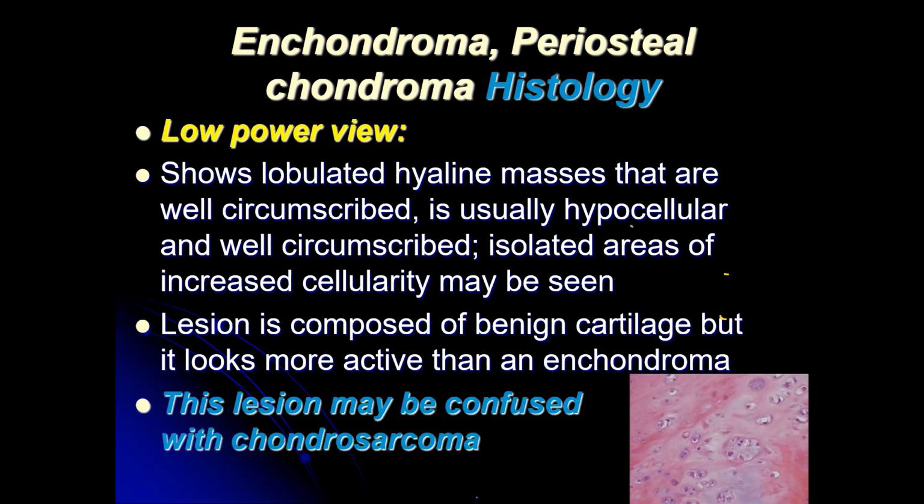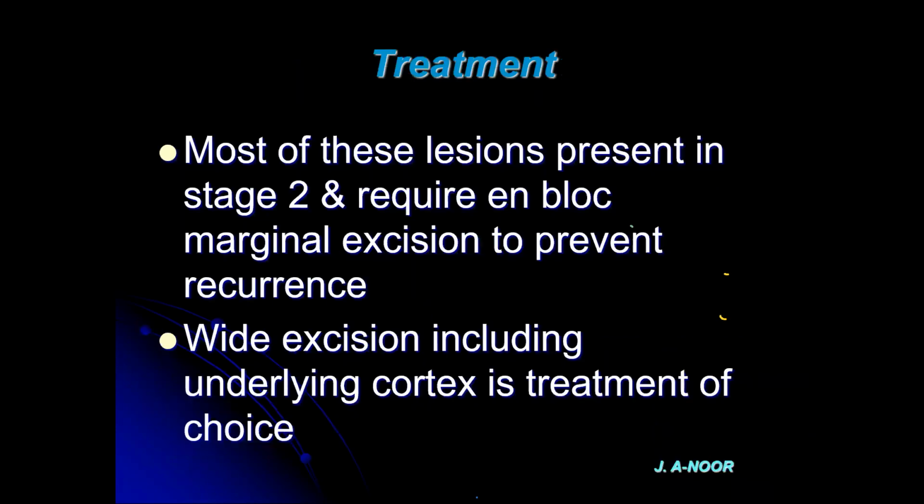This is a low-power view and shows lobulated hyaline masses that are well circumscribed and usually hypocellular. Isolated areas of increased cellularity may be seen. The lesion is composed of benign cartilage, but it looks more active than in enchondroma. This lesion may be confused with a chondrosarcoma. Most of these lesions present in stage 2 and require en bloc marginal excision to prevent recurrence.